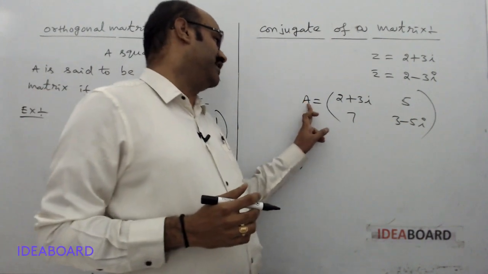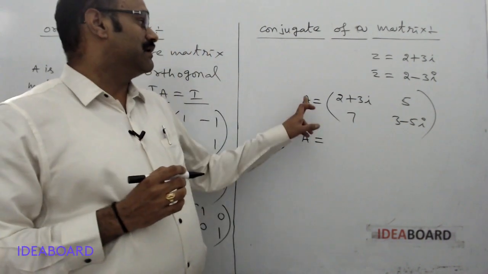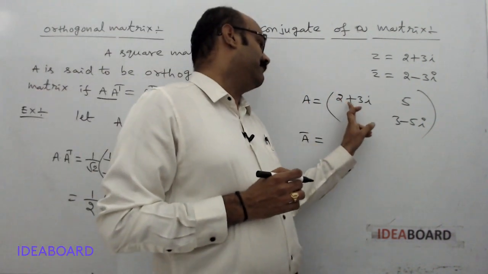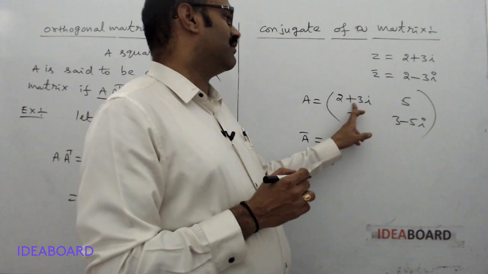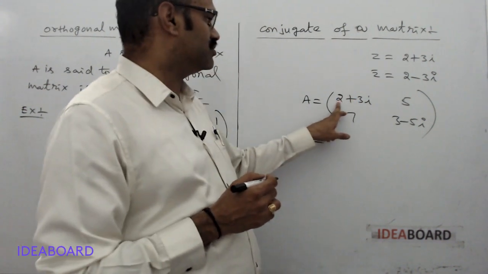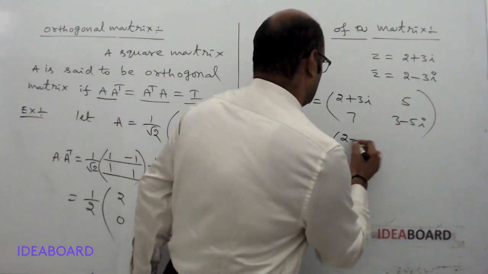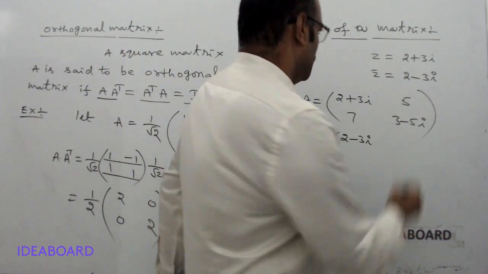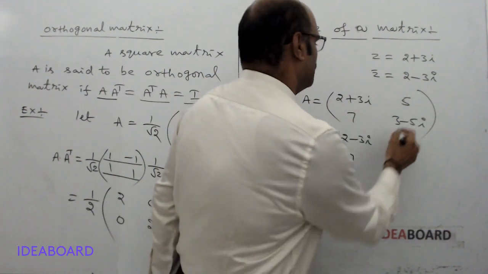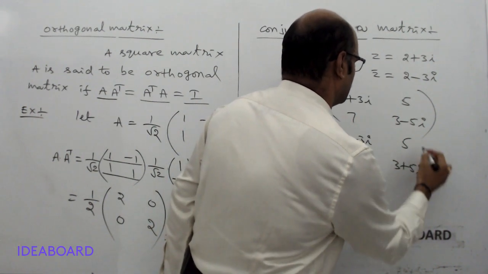The conjugate of A is denoted by A bar. The conjugate of a matrix is obtained by taking the conjugate of the complex numbers in the given matrix. What is the conjugate of 2 plus 3i? 2 minus 3i. Here this is a real number, so 5, 7. The conjugate of this is 3 plus 5i.